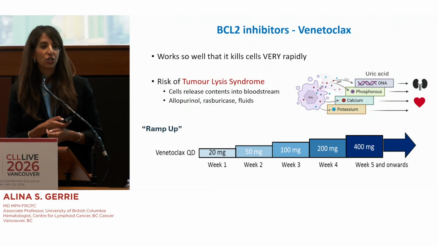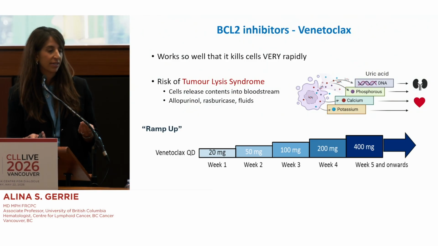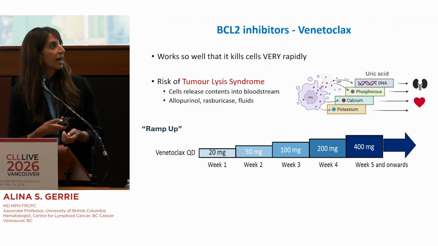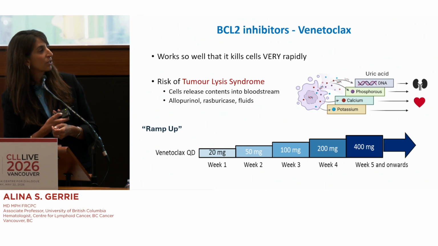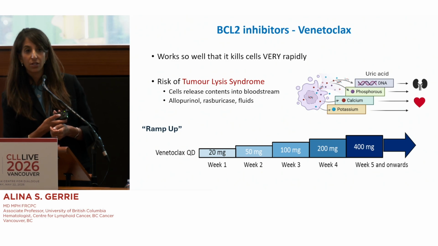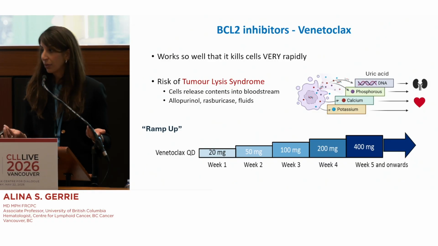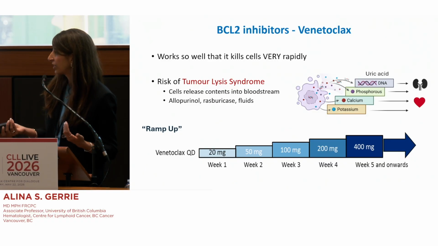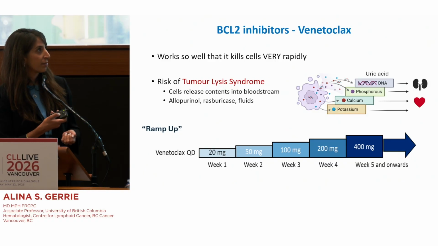So we need to make sure we try to prevent tumor lysis syndrome when we start patients on venetoclax. We have drugs that can help us. So allopurinol is a drug that reduces uric acid levels. It's actually used for gout, which is a problem with accumulation of uric acid. We have other drugs, something called rasburicase.